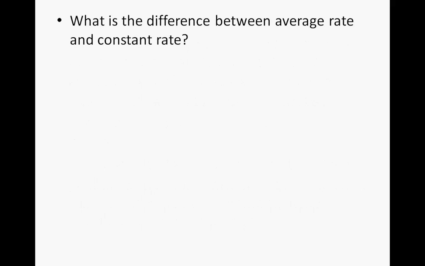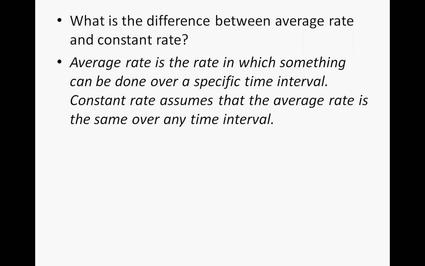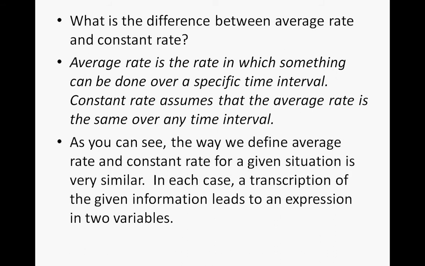So what is the difference between average rate and constant rate? Well, average rate is the rate in which something can be done over a specific time interval. Constant rate assumes that the average rate is the same over any time interval. As you can see, the way we define average rate and constant rate for a given situation is very similar. In each case, a transcription of the given information leads to an expression in two variables.